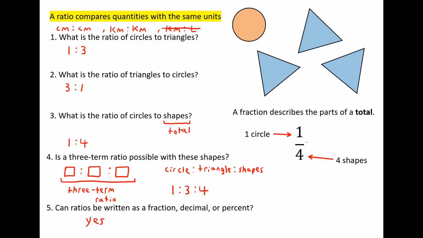And if I were to express 1 over 4, a fraction, as a decimal, this would simply be 0.25. And if I want to express that as a percent, I simply multiply 0.25 by 100, and that should get me 25%. So once again, that verifies that the answer to question 5 is yes, ratios can be written as fractions, decimals, or percents.